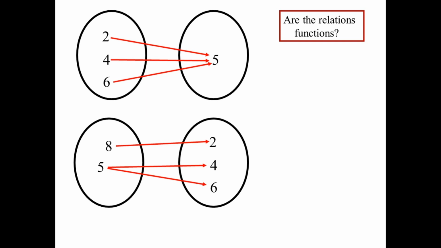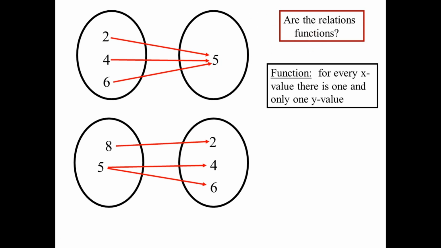Now the question arises, are these relations functions? Well, we can see that there are sets of ordered pairs because the arrows with their tails and their heads, the arrows themselves, represent the ordered pairs. So they are definitely relations. The question is, are they functions? Let's recall the special property of a function: for every x value, there is one and only one y value.